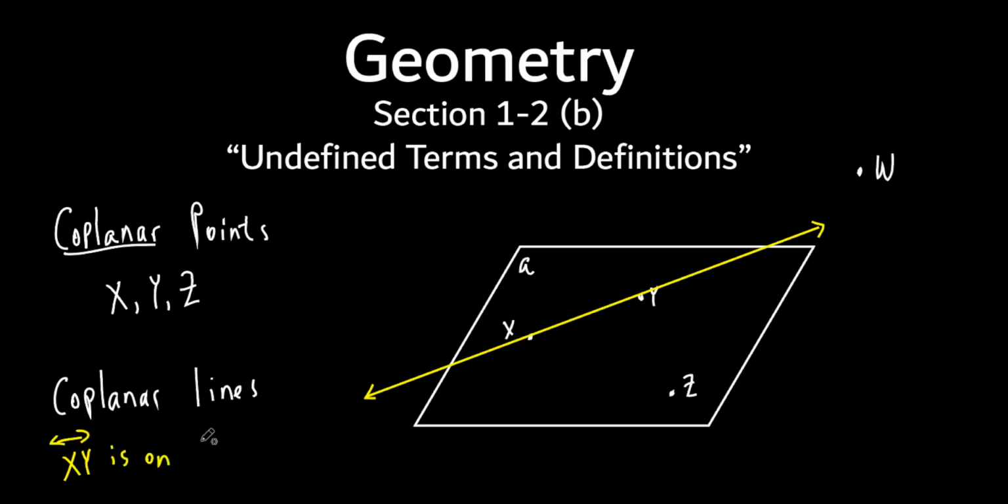Now let's be real specific. Don't just say on the plane. I've named the plane, so let's name it. On plane what? Plane A. And we'll write the word plane in front of it and put plane A. So that's how you would describe that in words.